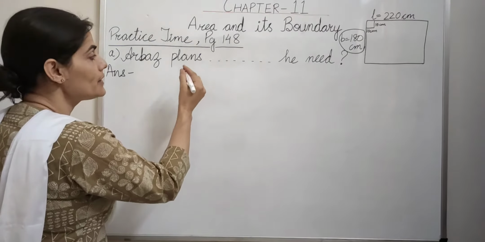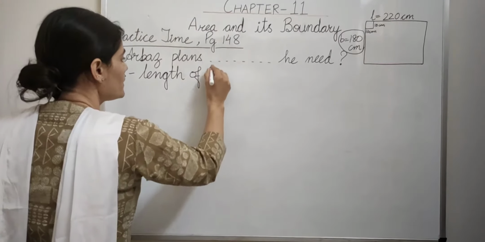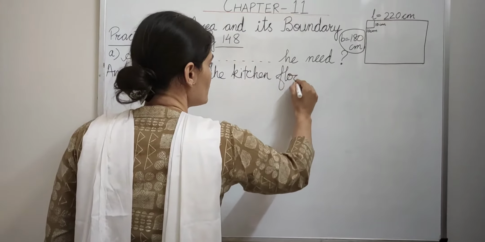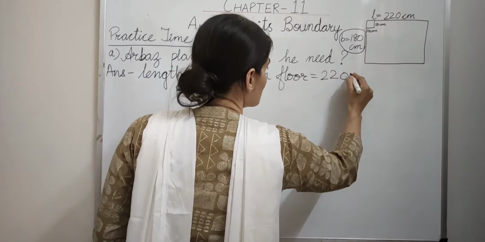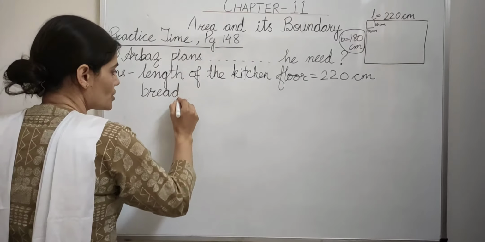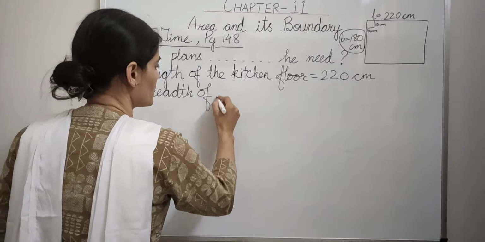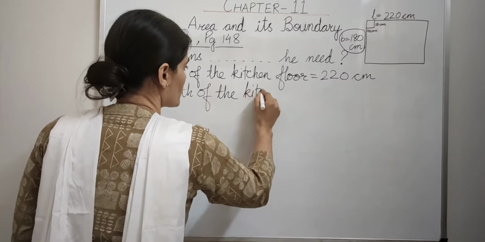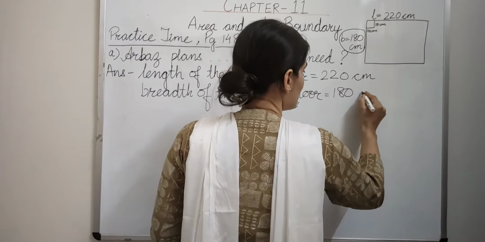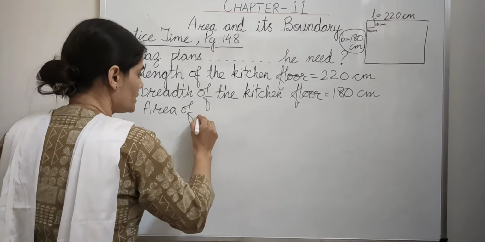First, we are going to write the given information. So, length of the kitchen floor. How much is that, everyone? It is 220 centimeter. Now we will write breadth of the kitchen floor. Or width, you can say. Breadth and width are one and the same thing. How much is that? It is 180 centimeter. Now we find the area of the kitchen floor.